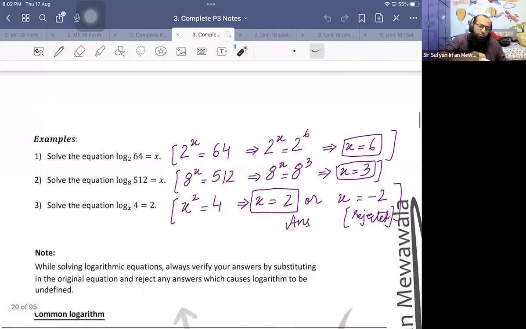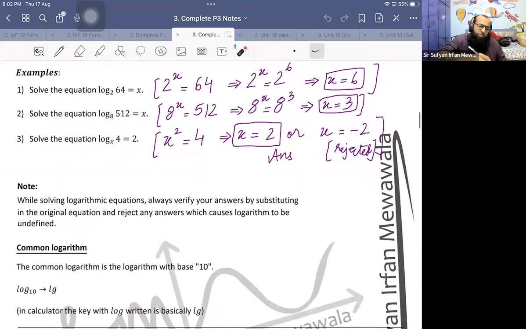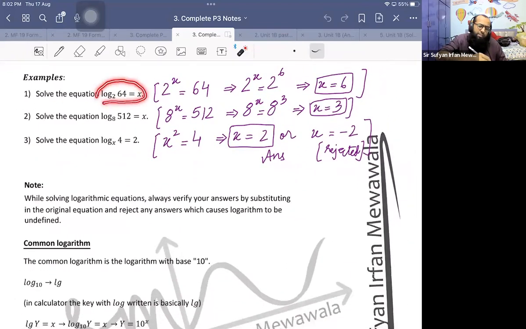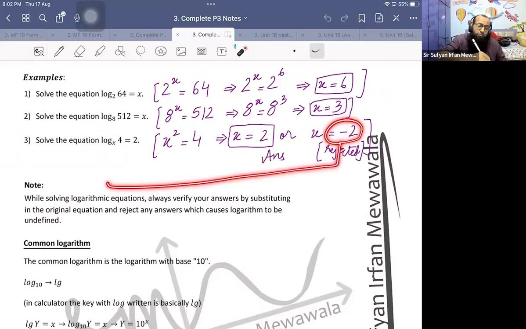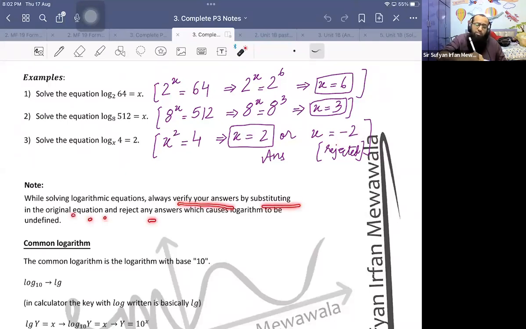Then we solved a few basic logarithmic equations by first expressing the equation from log form to index form, and then we found the values of x. In example number 3, we got two values of x, 2 and negative 2, but then we rejected negative 2. Why? Because negative 2 was not defining the original equation. So whenever we are solving logarithmic equations, we always need to verify the answers by substituting in the original equation and reject any answers which cause the logarithm to be undefined.